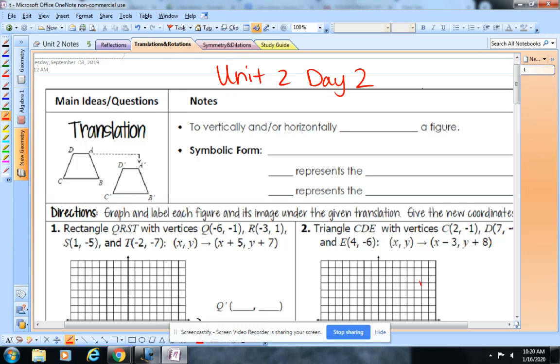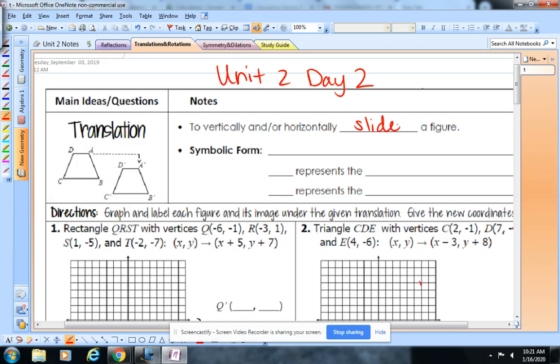All right, so let's talk about a translation. These are pretty simple. A translation is basically when you slide something. You don't turn it, you don't rotate it, you just take something and you slide it over. It's facing the same way, in the same direction. It doesn't get bigger or smaller, it's just slid from one place to another. You can slide something horizontally or vertical or both. So you can kind of slide them diagonally. So it's to vertically and or horizontally slide a figure.